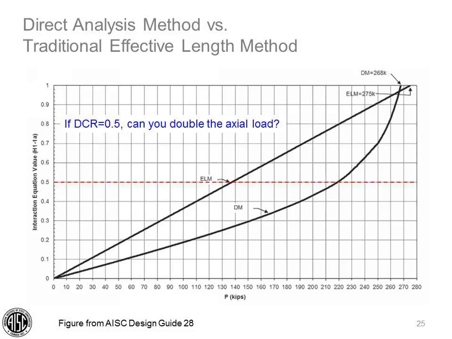Looking at this another way, here's a graph of the interaction value for each method as the column axial load increases. The older effective length method was linear, while the direct analysis method can be highly nonlinear, especially with flexible structures as the strength limit state is approached. So, when using the direct analysis method, it's important to rerun your analysis if loads increase or if member sizes are reduced.